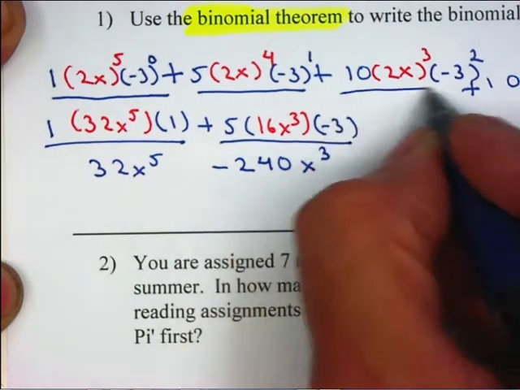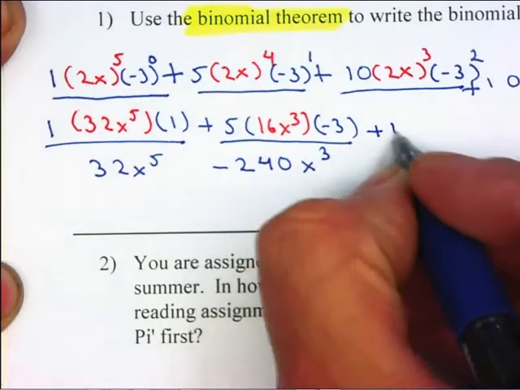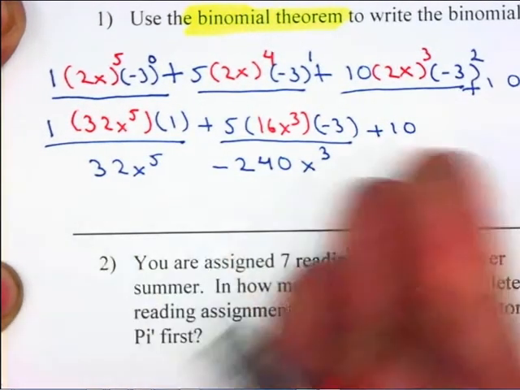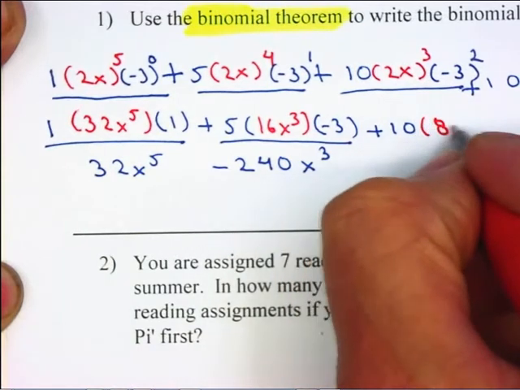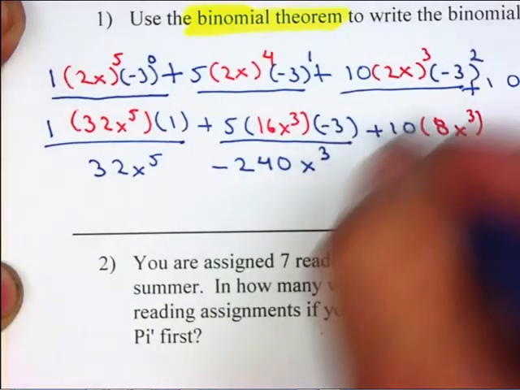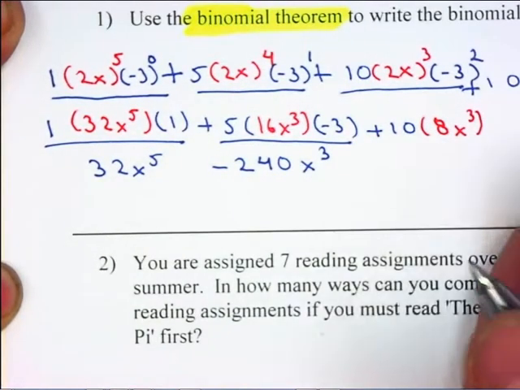Now I'm going to simplify the next term. So I will bring down a positive 10. 2x to the third power will be 2x times 2x times 2x, which will be 8x to the third power. And I still have my negative 3 to the second power, which is negative 3 times negative 3, which is positive 9.